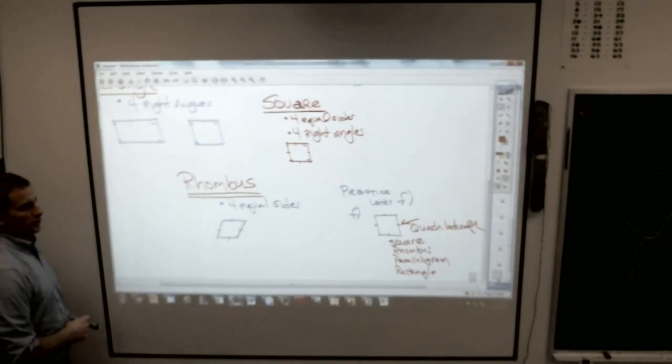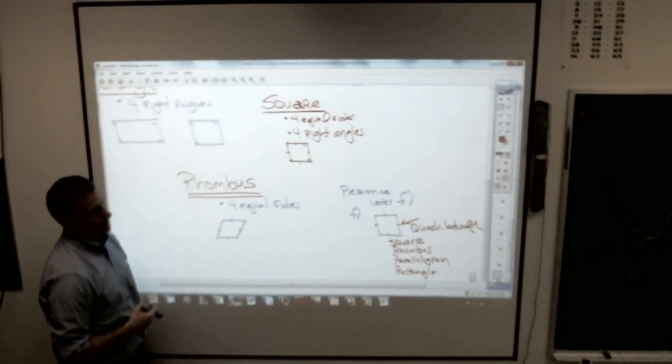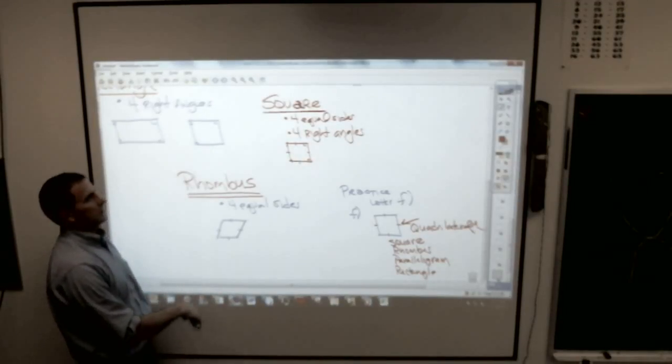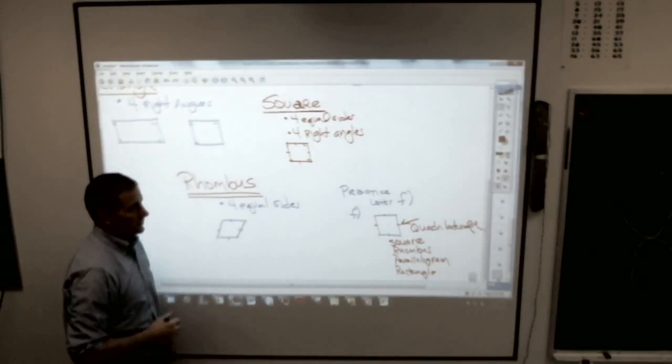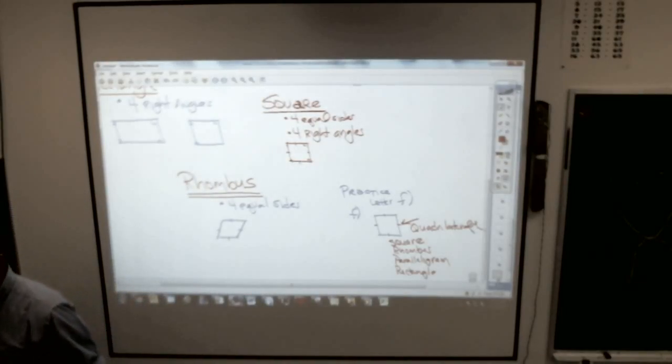So it's always good for you to go back and look at your notes as to what the exact definition is, because sometimes you'll start thinking, well, that's a square, it's not a rectangle. But yes, it is, because it just has to fit those categories. Consider yourself quadrilateral experts at this point.